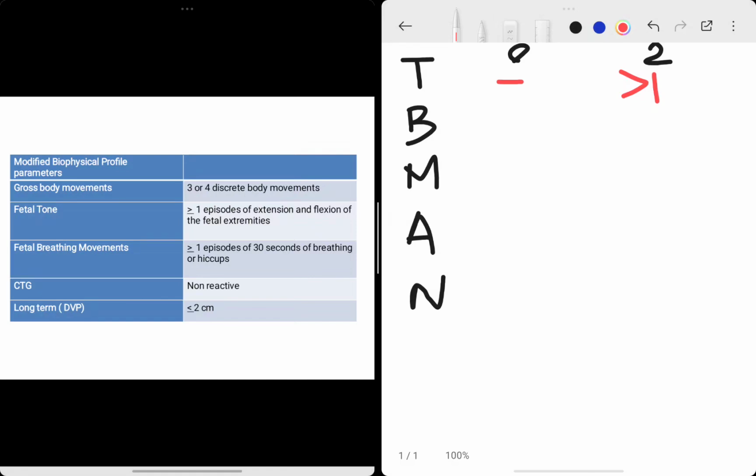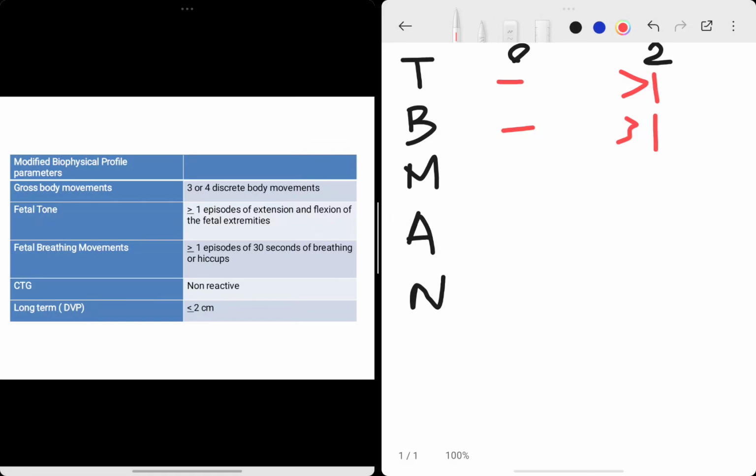B for breathing. So if the breathing pattern is not there, so if the fetus is not breathing or no episode for more than 30 seconds, so we have to check this for 30 minutes. And if there is no episode of breathing, then this is 0. And if at least there is one episode of 30 seconds of breathing or hiccups, then this is known as a score of 2.